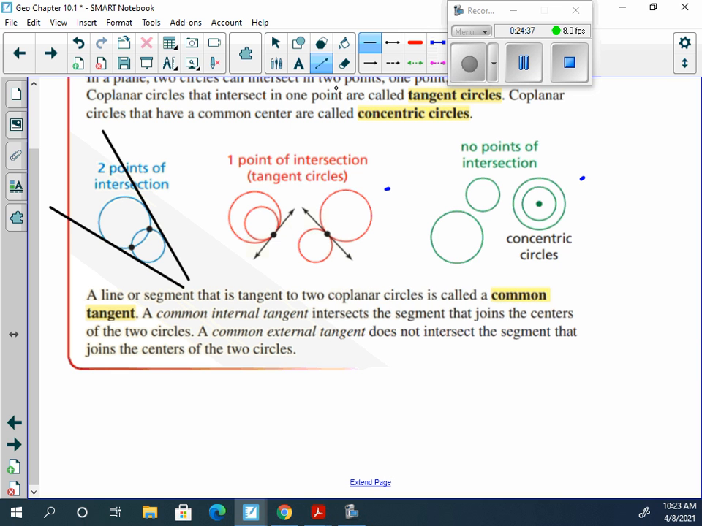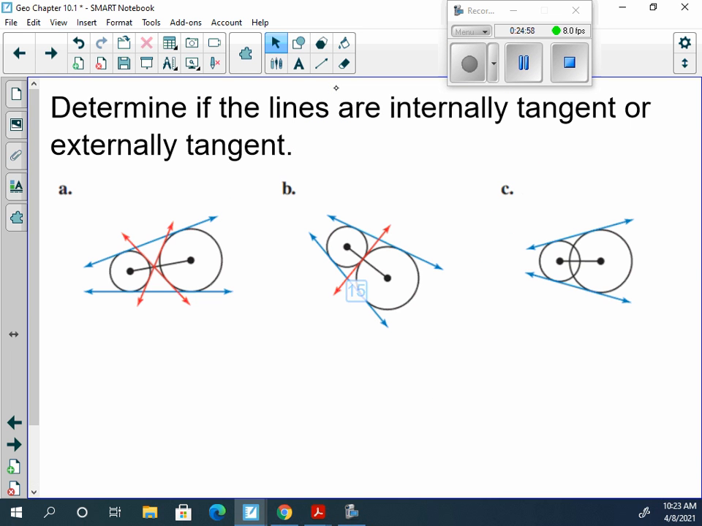Now, the reason I consider these to be externally tangent is because if we took the two centers of the circle and connected them, they do not cross it. If we drew a line between the two centers of the circle, and the tangent lines, tangent to both circles, cross it, then they are internally tangent. If they don't, they are considered externally tangent. So we can look at these here, and this makes it a little bit easier to see.